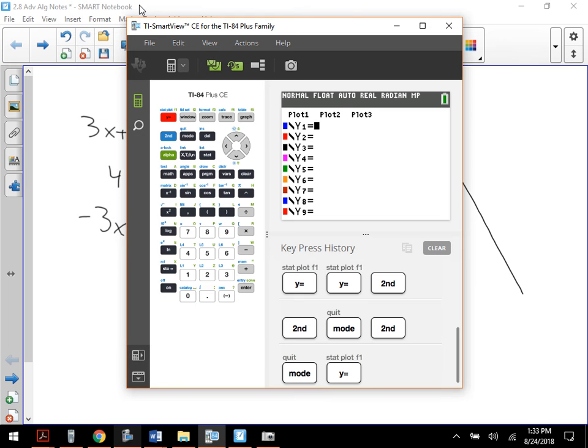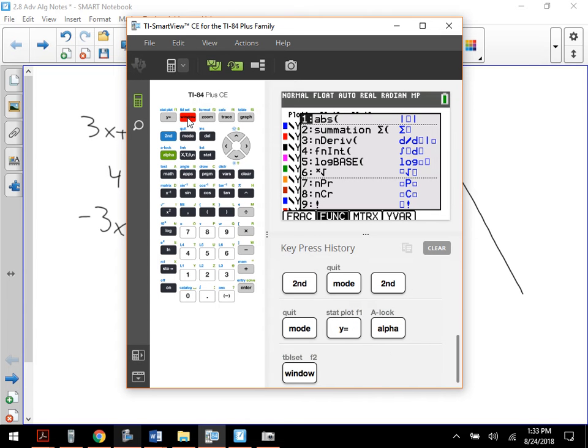On this one, the first one we do is going to be alpha window. Remember yesterday, alpha y equals created the fraction bar? Alpha window gets us into a shortcut of many of the things that we'll do. The first one's absolute value, summation. We're not going to do derivatives. We'll do log-based X roots. Permutation combinations we do next year. 9 is the exclamation point when we do factorial.